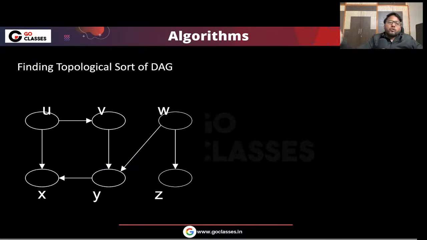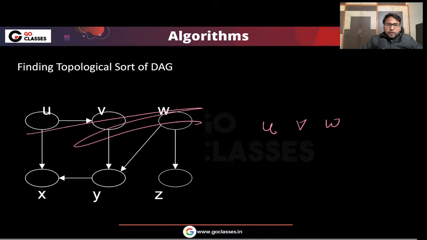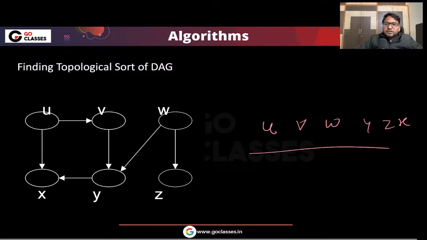So if you want to find the topological sort, maybe you can say this is U, and you remove this U, and then you can have V. You remove this U and V, and then you can have probably W. And if you remove all of this, then maybe you can have Y or Z, X or something, right? So basically this is one topological sort.